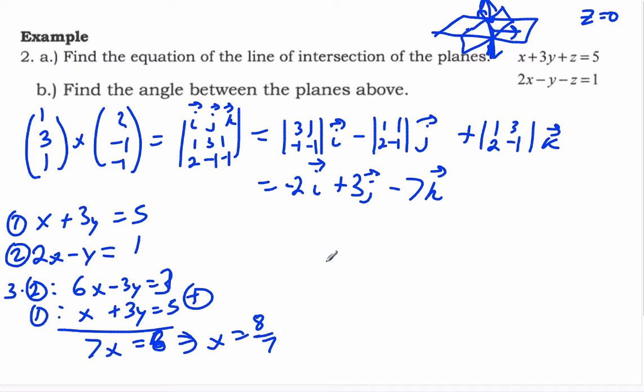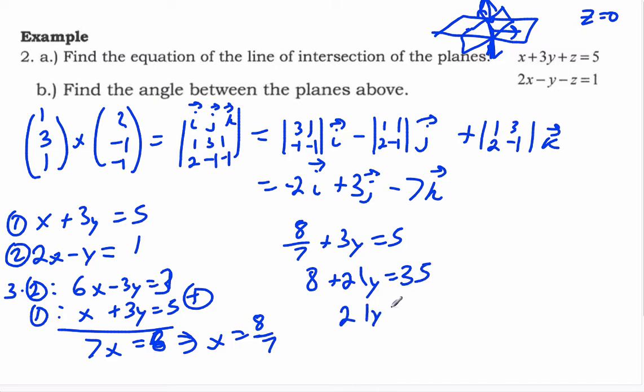So x is 8/7, and now let's get the y value using, I guess, this equation. So 8/7 plus 3y equals 5. Multiply everything by 7. And we get 21y equals, subtract 8, I get 27. Y equals 27 out of 21, which is 9/7. Okay, so now we have a point on the line, which is 8/7, 9/7, 0.